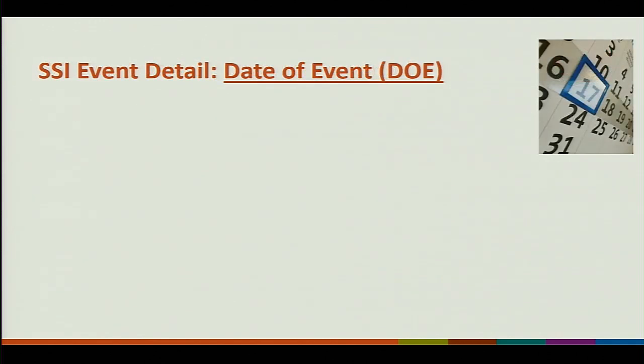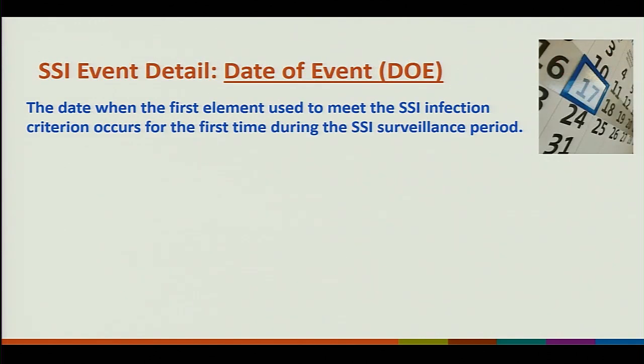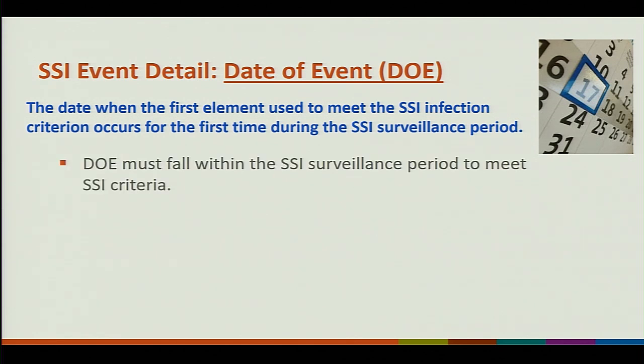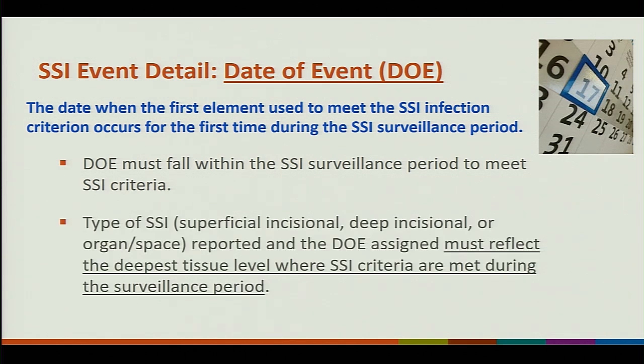So what is the date of event in terms of SSI surveillance? Well, this is the date when the first element used to meet the SSI infection criterion occurs for the first time during the SSI surveillance period. The date of event must fall within the SSI surveillance period to meet SSI criteria. And the type of SSI reported, whether it's superficial incisional, deep incisional, or organ space, and the date of event assigned must reflect the deepest tissue level where SSI criteria is met during that surveillance period.